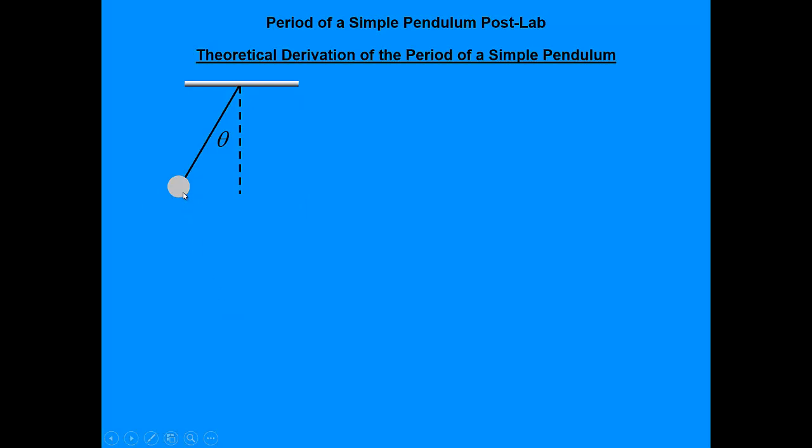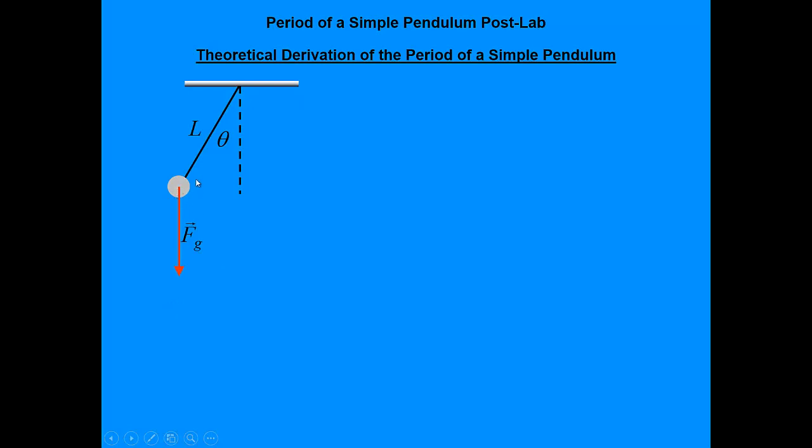So what forces act on the pendulum bob? Well, obviously, gravity. Oh, sorry, the length of the pendulum is L, so we're going to call the length L. The force of gravity acts from the center of gravity of the pendulum bob.